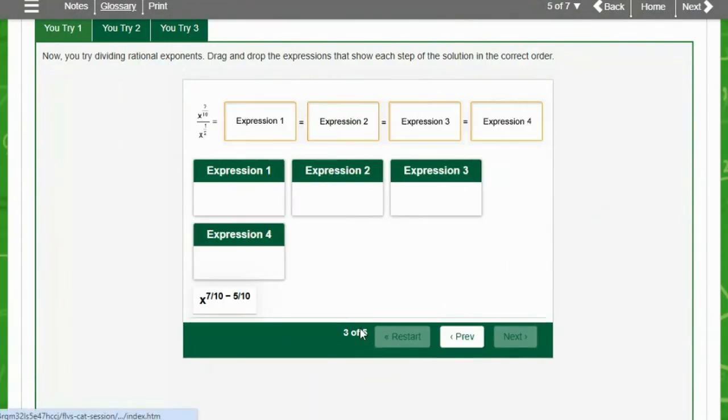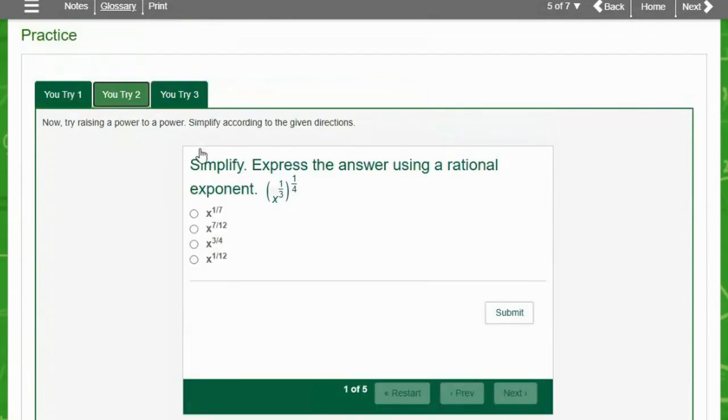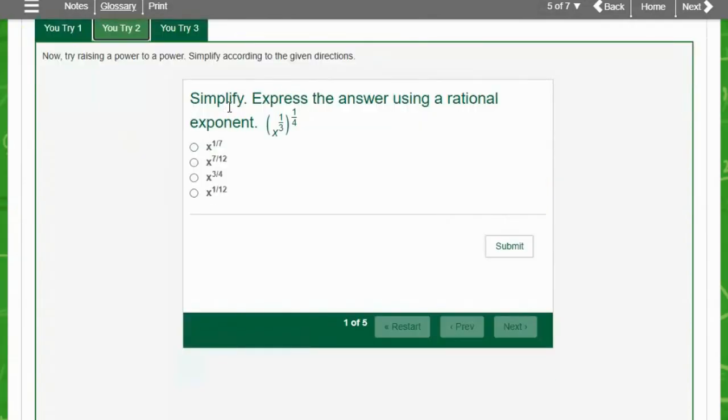So there's 5 problems you can try there. I'm not going to do them all. They're all the same type of thing, just putting the steps in order. This one just has an extra step because there must be a simplify. Oh, you have to get a common denominator. So there's more problems here. Simplify. Express the answer using a rational exponent. So this says a rational exponent, so we do not convert it to a radical. We leave it as an exponent. So let's write this one down and give that a shot. So we'll have that in our notes. X to the 1/3 raised to the 1/4.